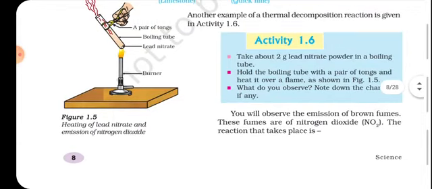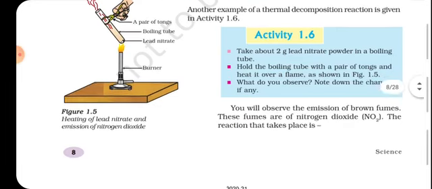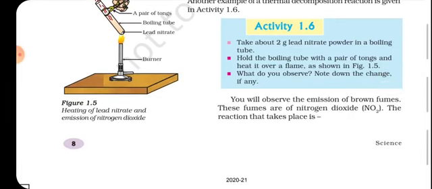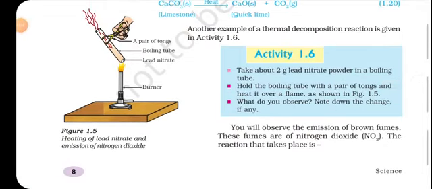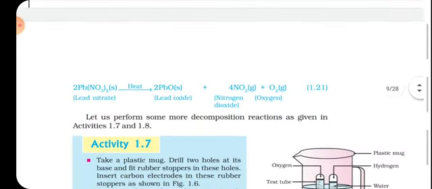Okay, students. You will observe the emission of brown fumes. These fumes are of nitrogen dioxide. Please note that the brown colored fumes are of nitrogen dioxide. Fine, students, see the activity. Take about 2 grams of lead nitrate powder in a boiling tube. Hold the boiling tube with a pair of tongs and heat it over a flame. What happens? See, the reaction is given as 2Pb(NO3)2. It is one of the most important reactions, as I have told you earlier. You need to know it by heart.